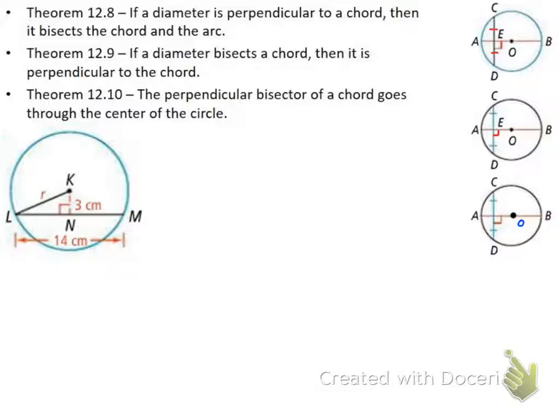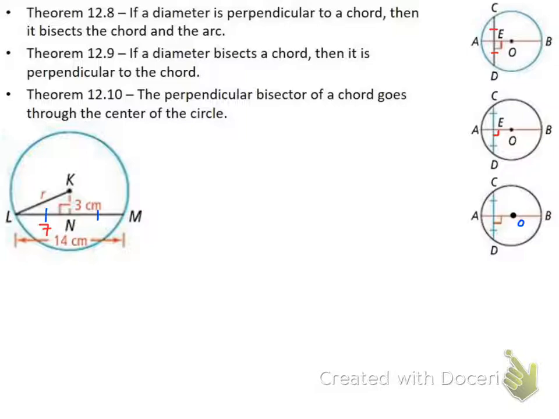Since KN goes through the middle of the circle and it's perpendicular, I know that these two, LN and NM, are equal to each other. So if the entire thing is 14, I know that just this piece right here ends up being 7. So I know that this is 7 there.